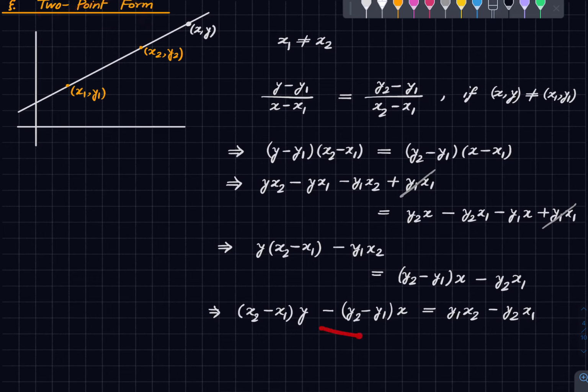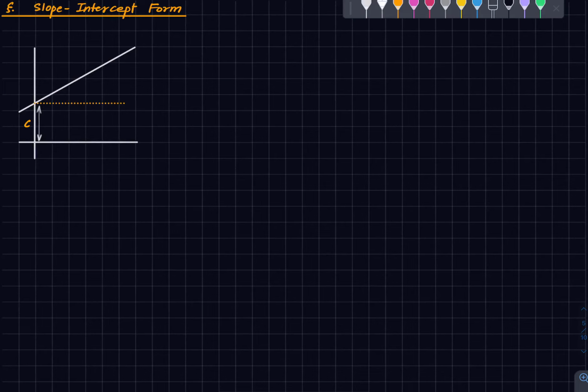Okay, so this is called the 2-point form. Again, I don't think anybody makes an effort to remember this. I certainly don't, and I would also not encourage you to remember any of this. What is important is the reasoning. Okay, the slope-intercept form. This is perhaps the most famous form.